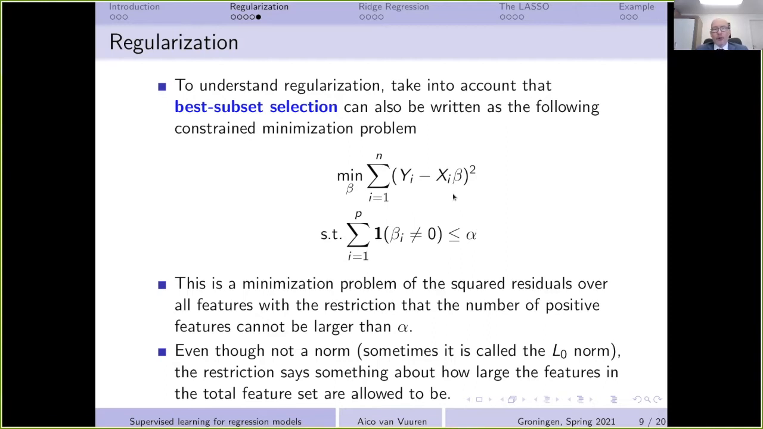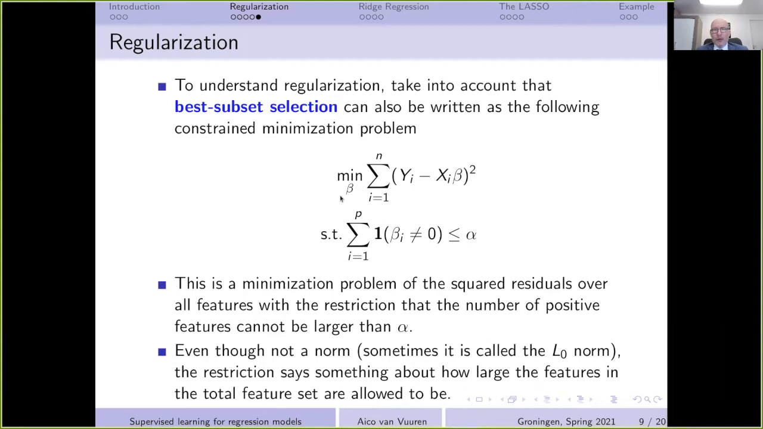We are going to run all those potential regressions that have exactly alpha features included. Well, what we can do is that we can simply do all the potential regressions, but we can also write this down as a minimization problem. Then we get, mathematically at least, this minimization problem that I have written down over here.